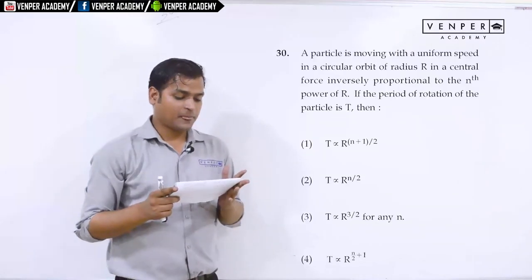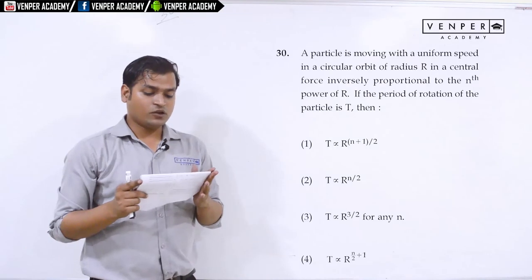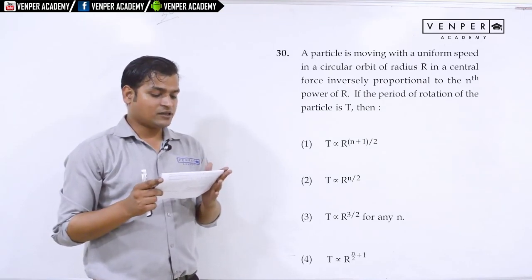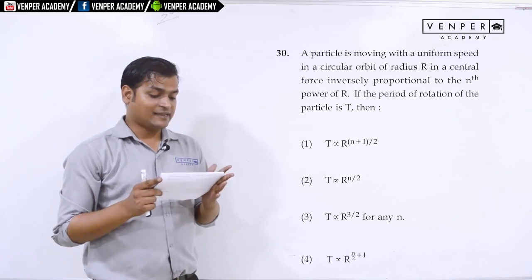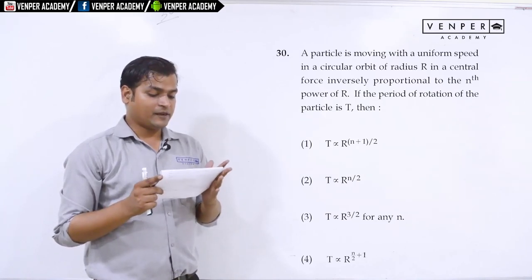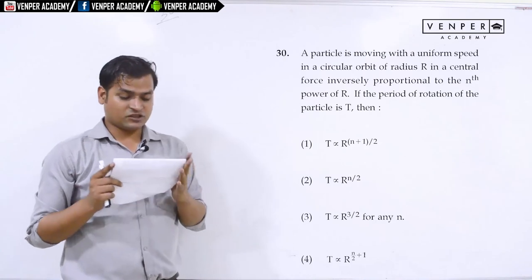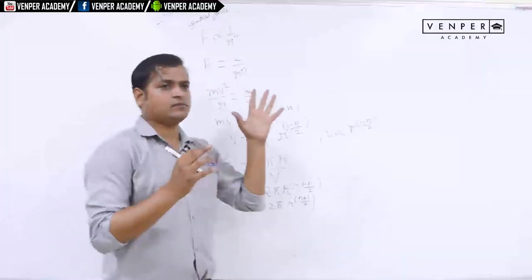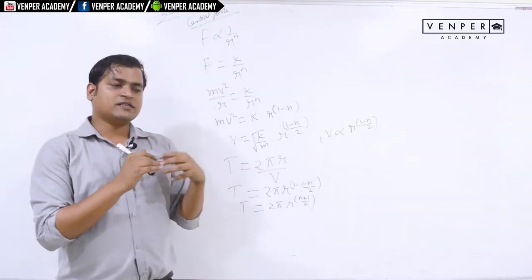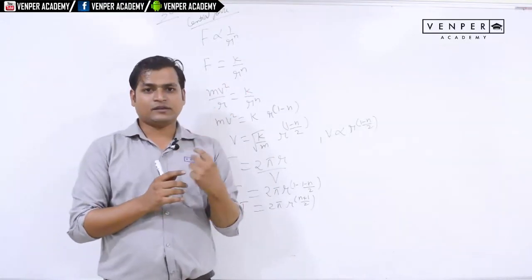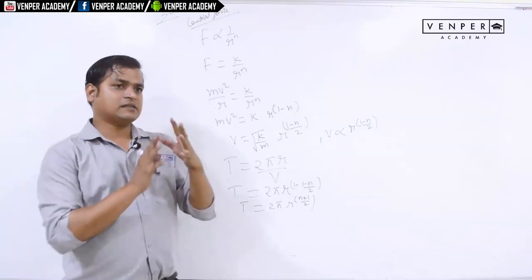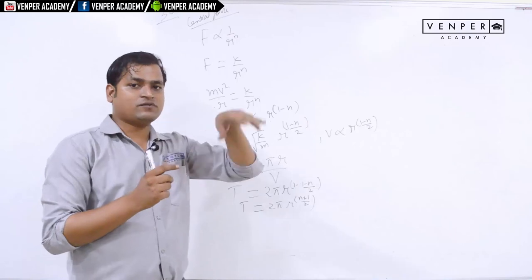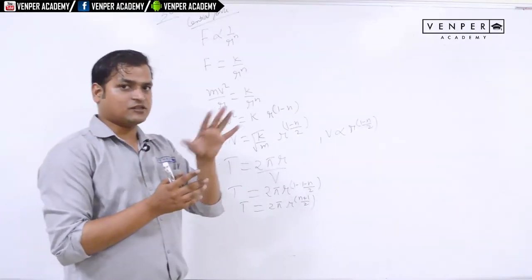Question number 30. A particle is moving with a uniform speed in a circular orbit of radius r in a central force inversely proportional to the nth power of r. If the period of rotation of the particle is T, then, see, in this question they are saying that the central force is inversely proportional to the nth power of r, the distance from the center, and they are asking what is the relation of that with time period, the time period and the distance from the center of that circle.